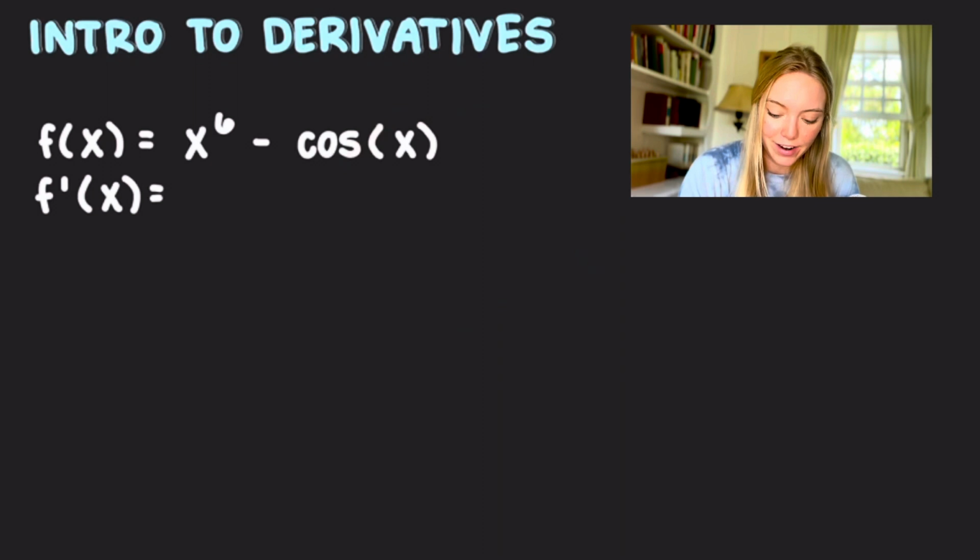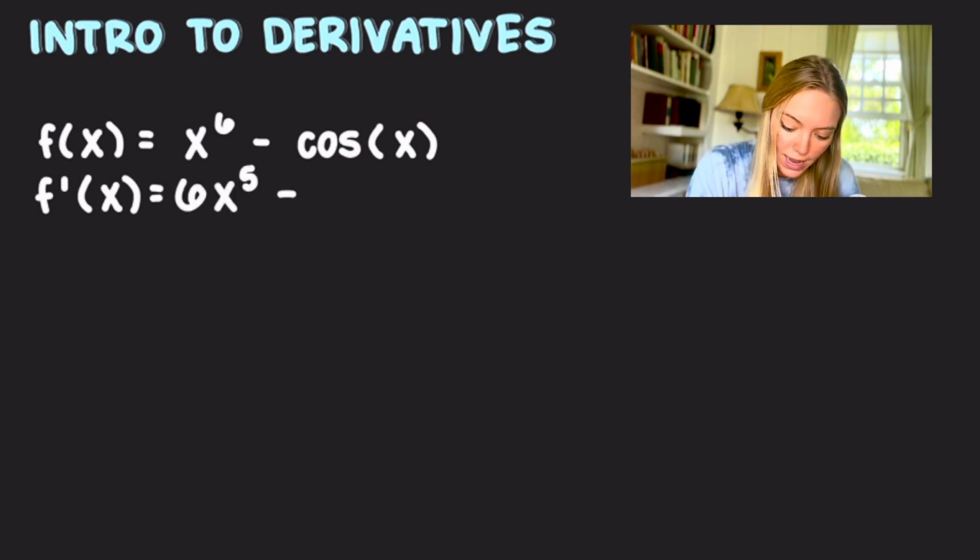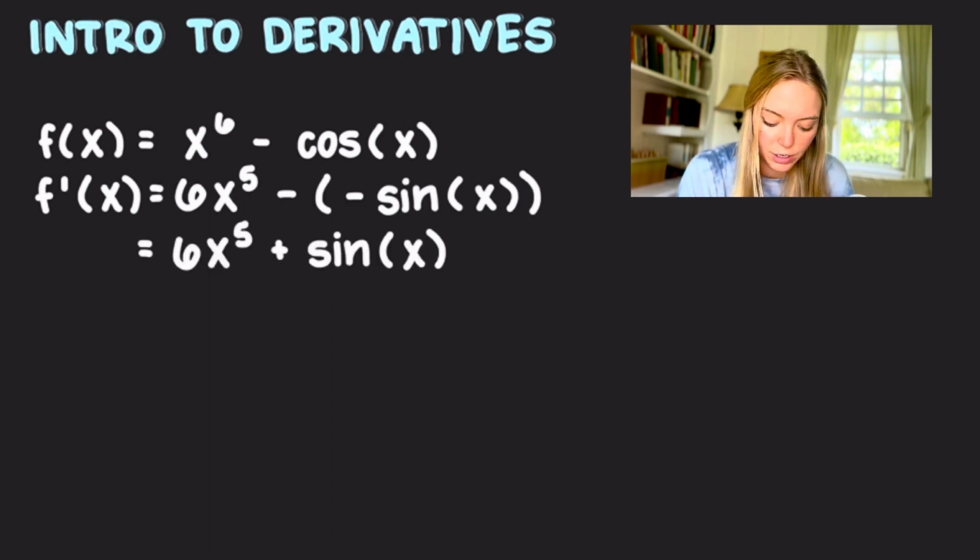Bring the 6 out in front. 6 subtract 1, that's x to the 5th. So it's going to be minus negative sine of x. And once you simplify that, that turns positive.